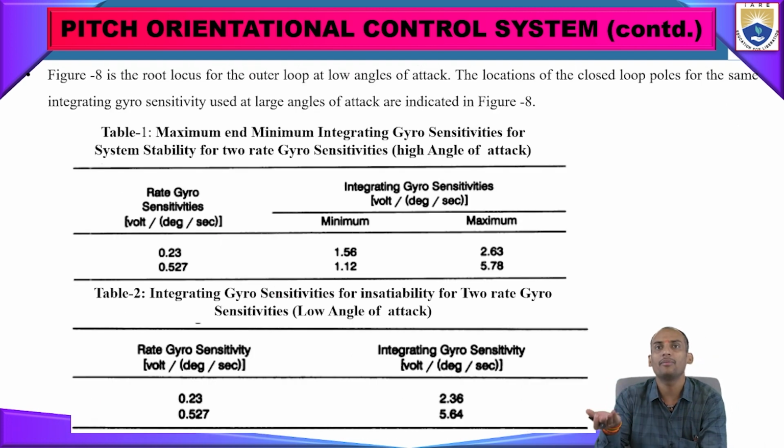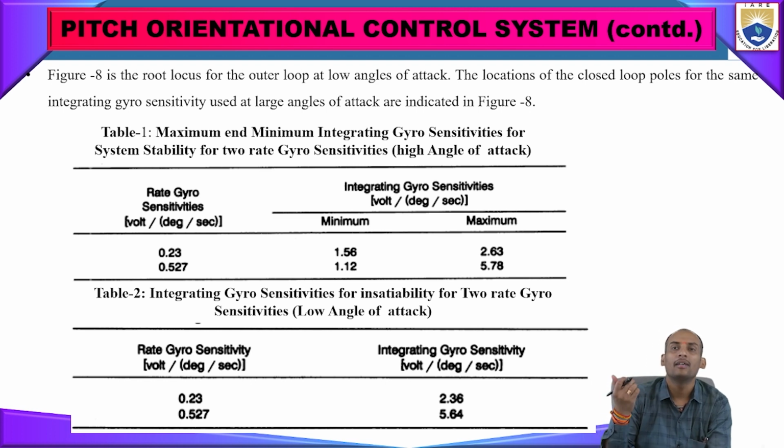So for different values of the integrating gyro sensitivity, two tables have been given here. For 0.23 and 0.527, what is the minimum value to be achieved and the maximum value achieved? Those values have been given here.